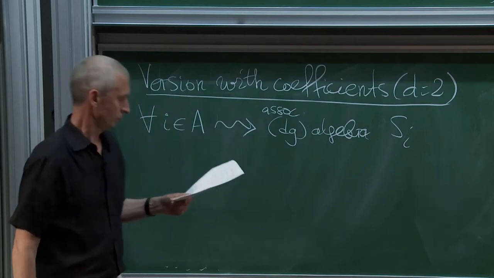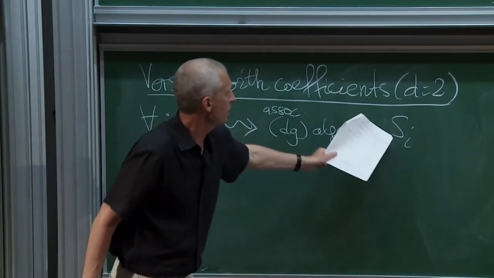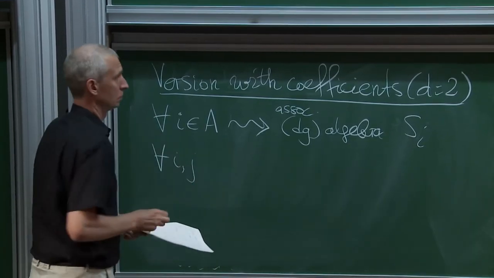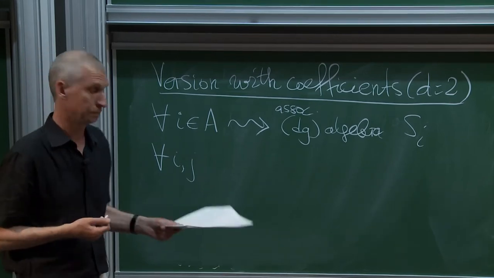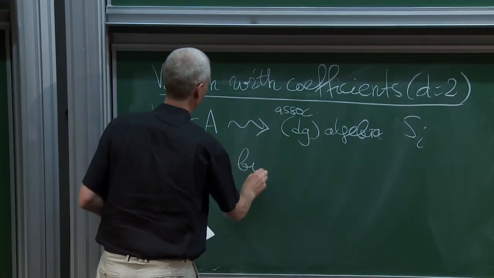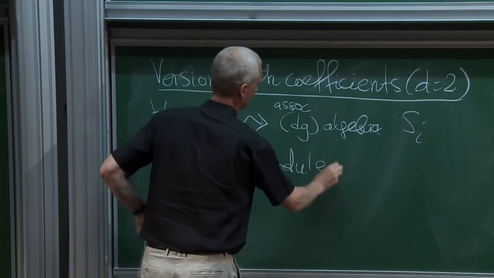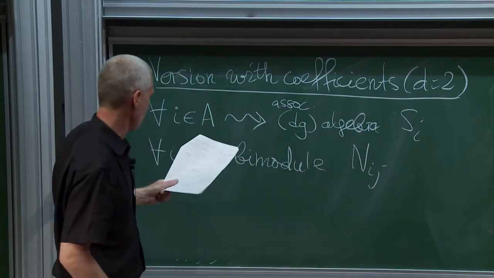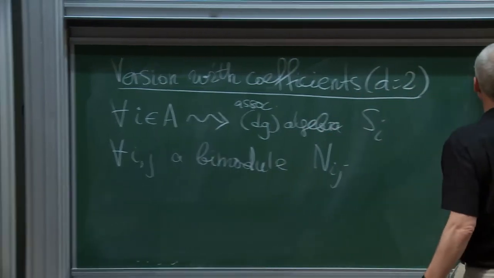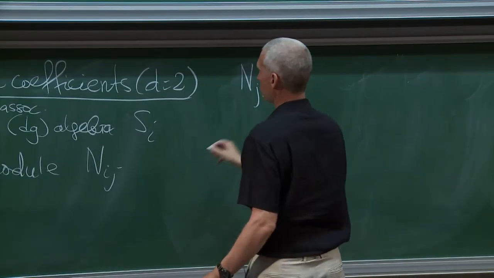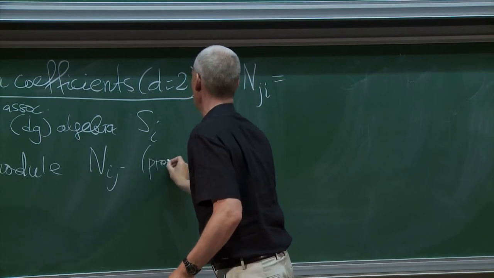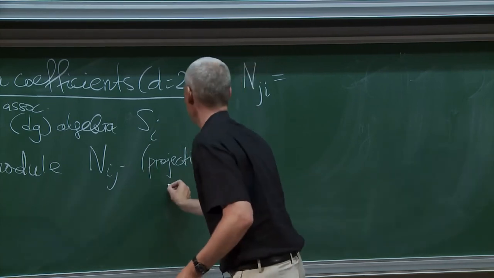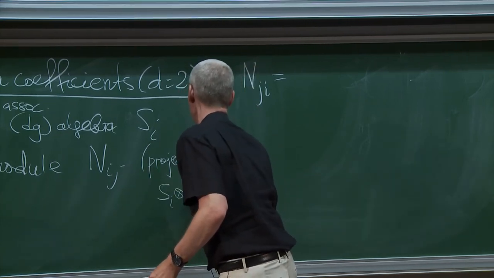Differential graded. So for instance, if it is just a base field, it's okay. For every pair of indices, it may or may not be commutative, but we don't require this. A bimodule N_ij, so a bimodule left over S_i, right over S_j, such that N_ji, we'll assume this is projective over the tensor product S_i tensor S_j op.